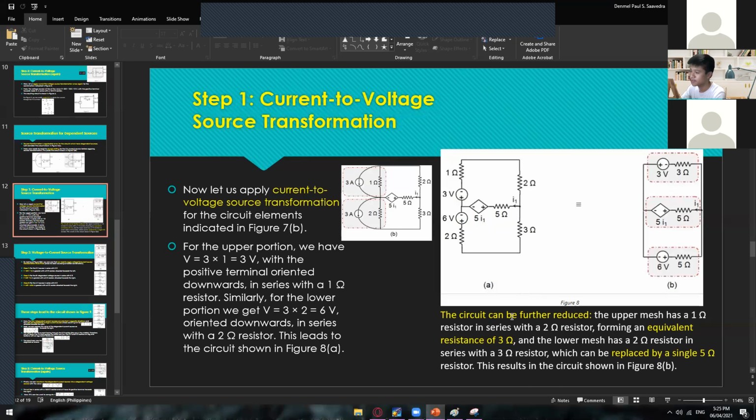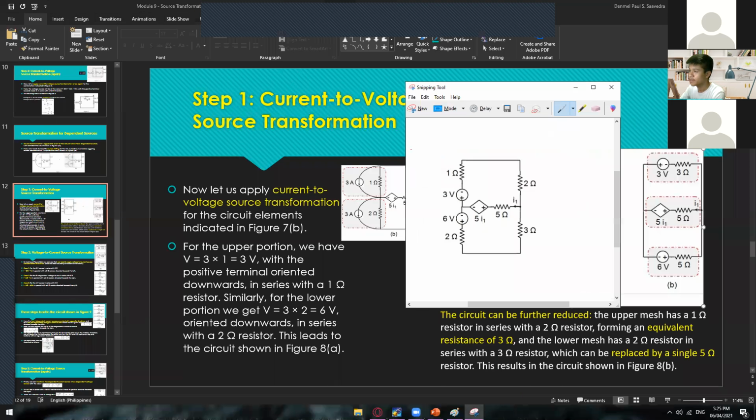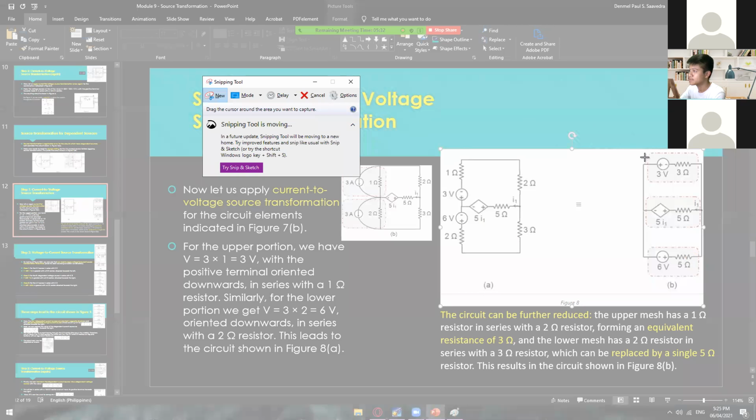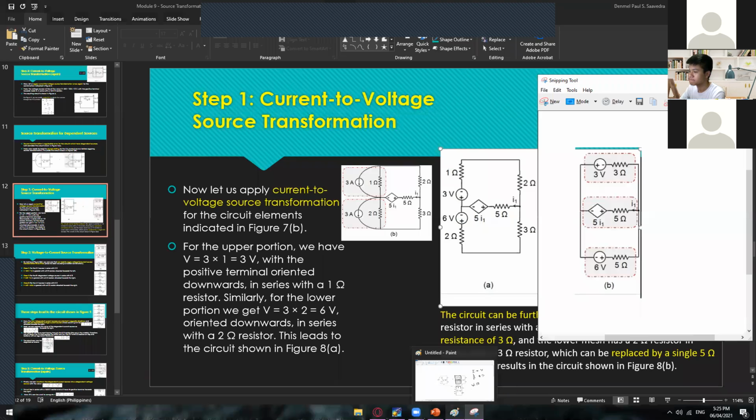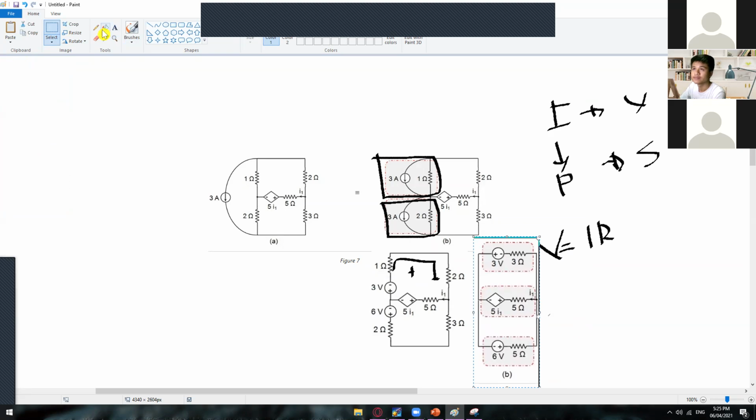Before you can come up with this one, from here you have to add those two resistances. So 1 ohm plus 2 ohms, that is why we have here 3 ohms in total. The same with this one, you have to add the 2 ohms plus 3 ohms. That's why we have 5 ohms in total here, and then 3 ohms in total here. And then their voltages remain.